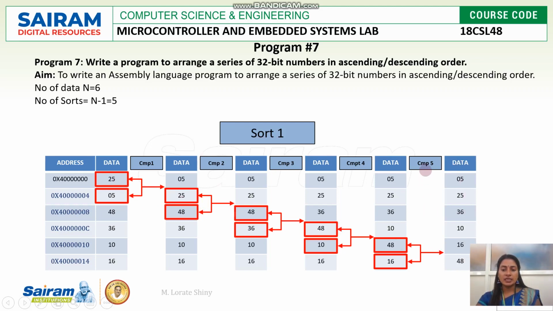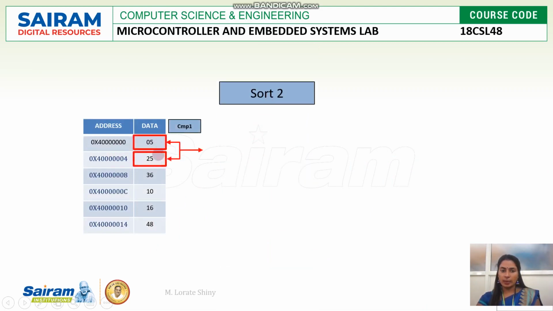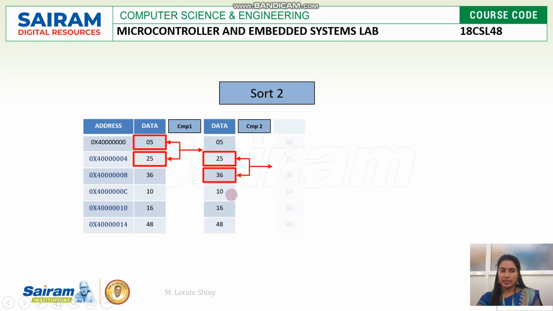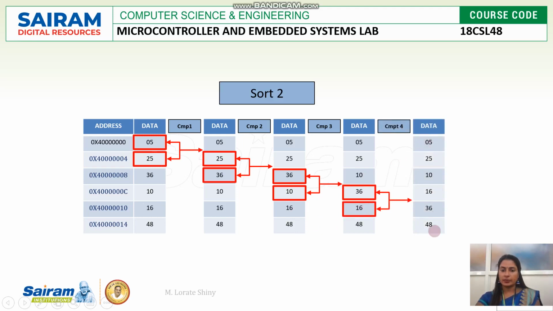Okay, next we'll move to sort 2. At the end of sort 1 this is the order, so that is taken here. So this is sort 2. First two data are compared, there is no need of swapping, so the same order is maintained. The next comparison, no need of swapping, then here we have to swap, the data are swapped. Next compare. Okay, so in sort 2 only 4 comparisons are there.